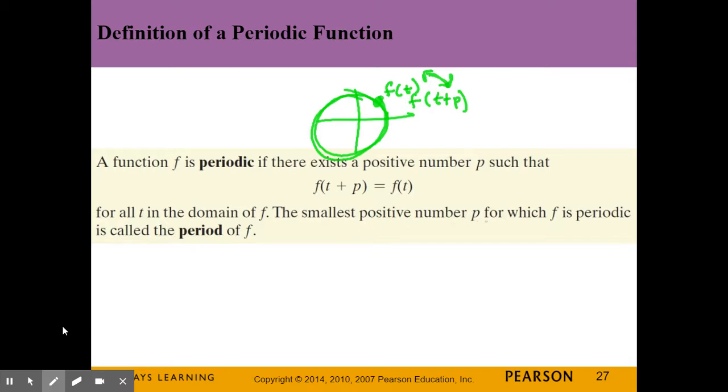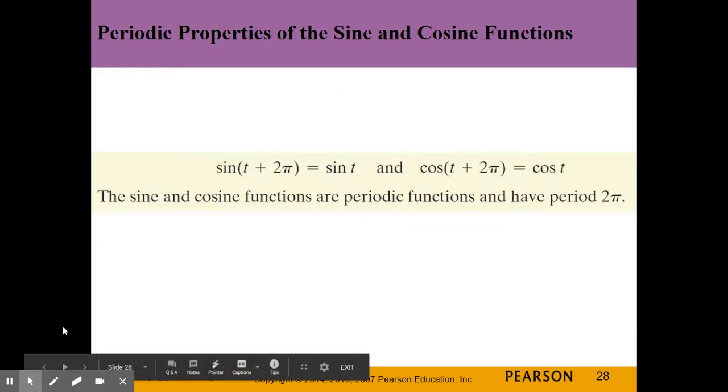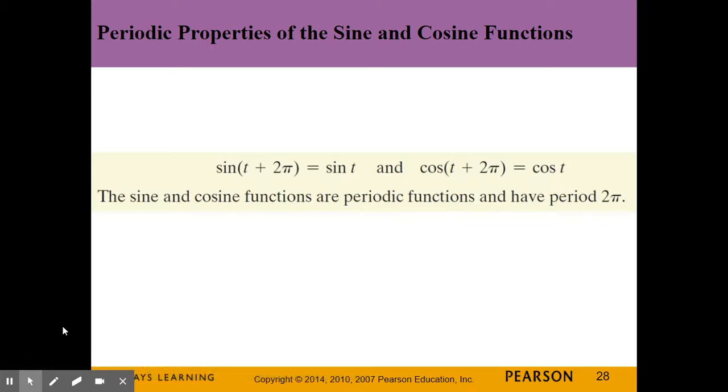The smallest positive number p for which f is periodic is called the period of f. So in this case, by going all the way around the circle, if we're just talking about the sine and cosine, the period would be 2 pi, because you would take a full cycle to get around to that point. So t plus 2 pi is going to be the same thing for sine, and t plus 2 pi is going to be the same thing for cosine. So the sine and cosine functions are periodic functions and have period of 2 pi.